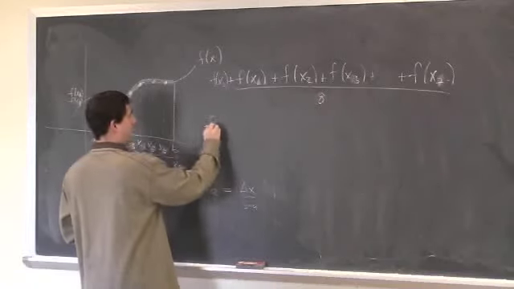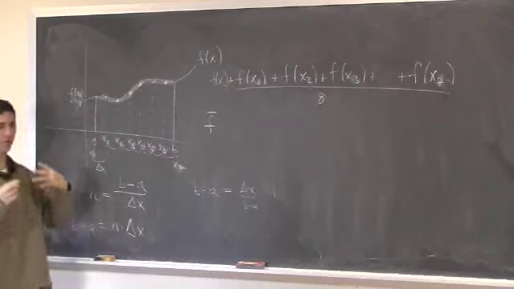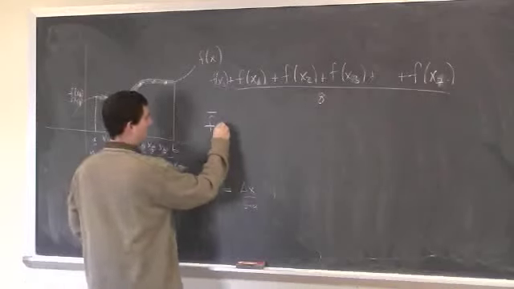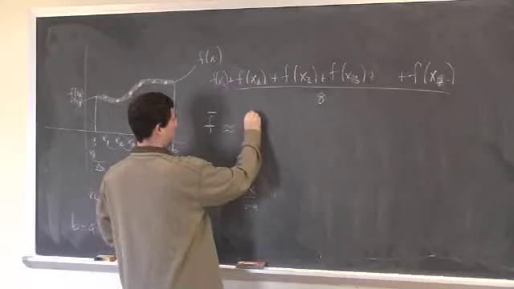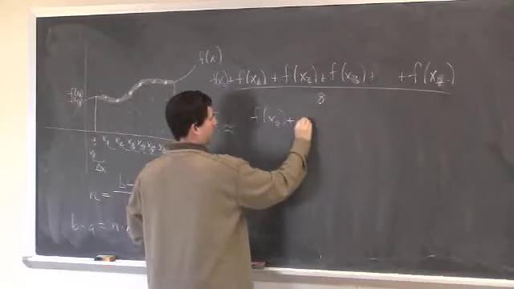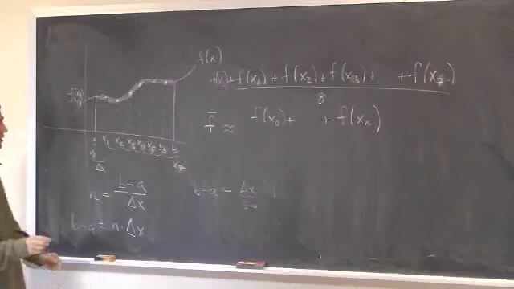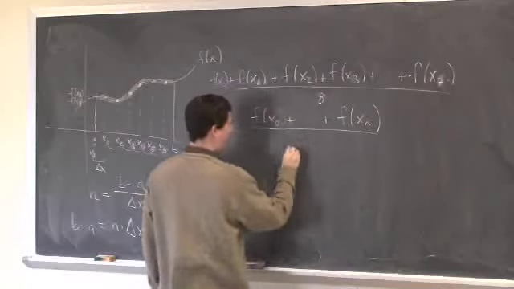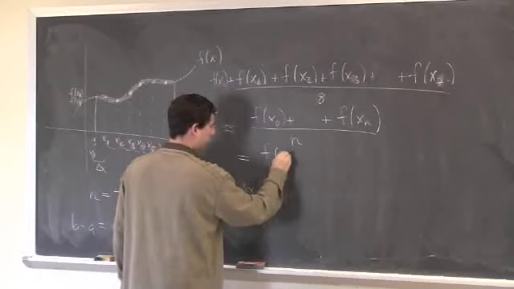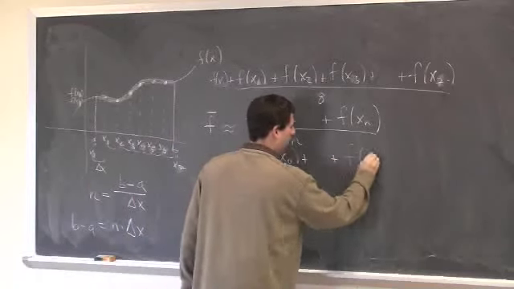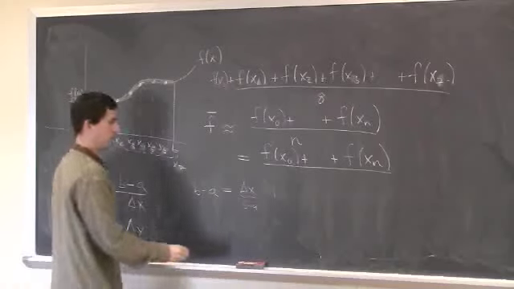So let me write, in statistics, they use a bar when they're going to do the average of something. So let me write f bar for the average of the function. So this should, at least approximately, be equal to f of x0 plus everything in between up to f of xn. And then you should divide by n, the number of these points. But we know that this denominator, this n, can be written as b minus a divided by delta x.